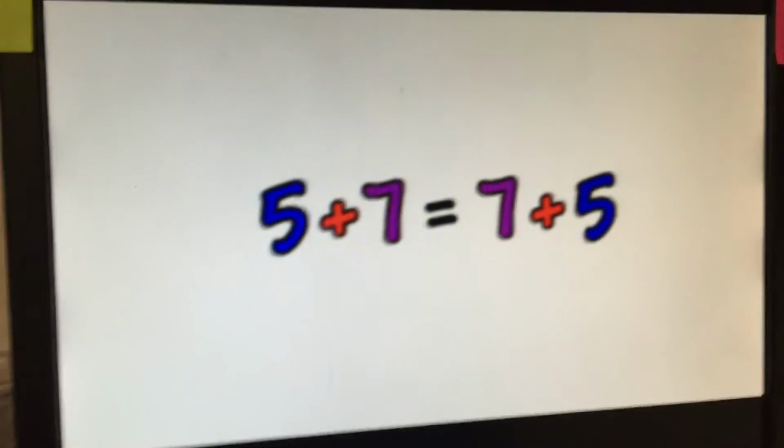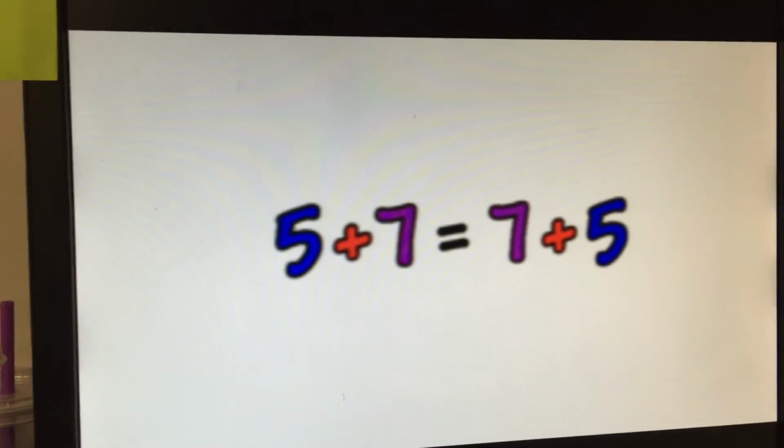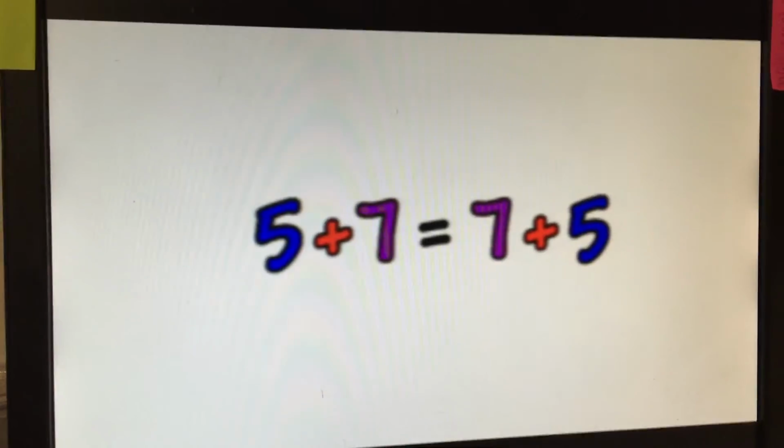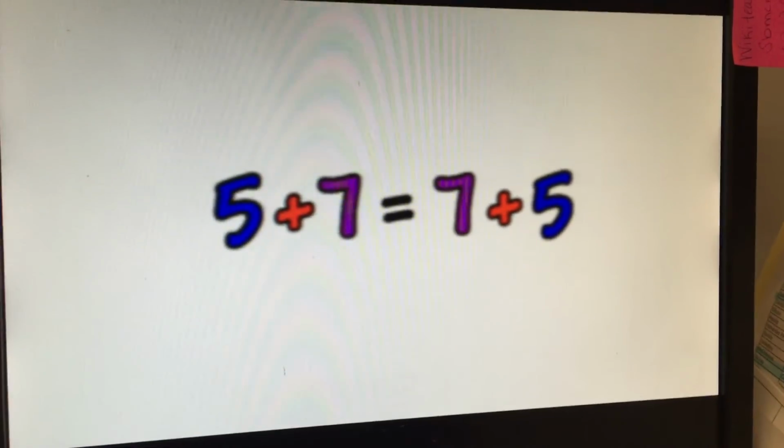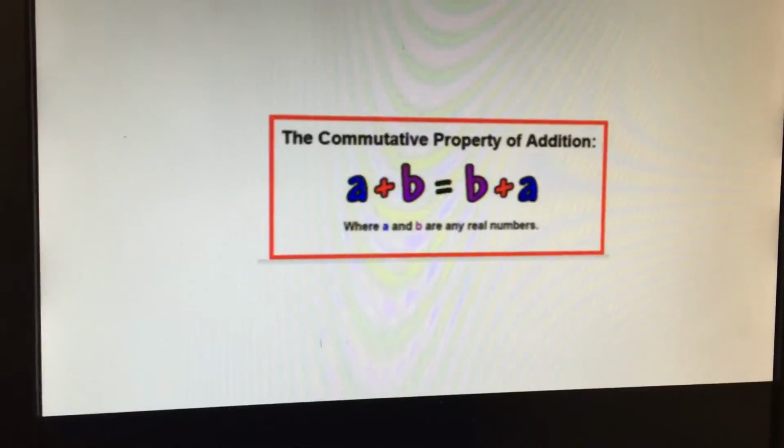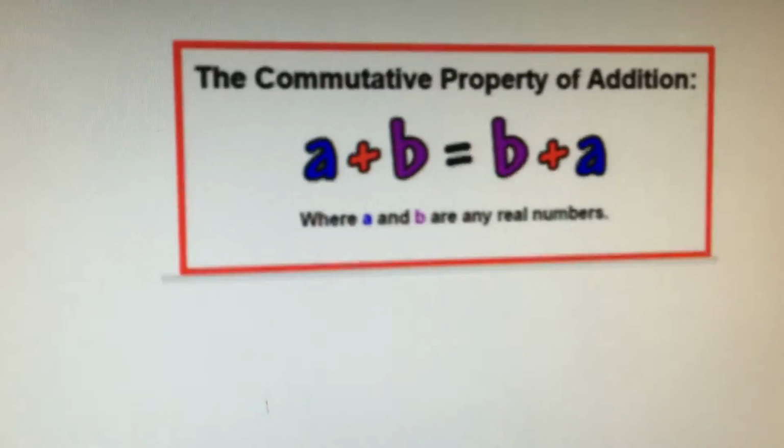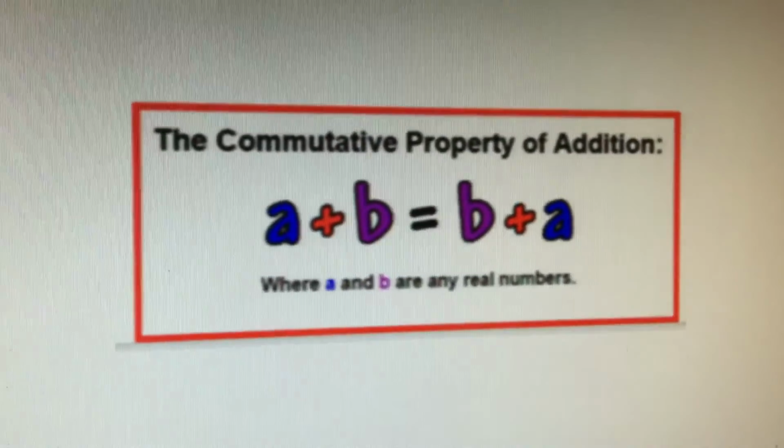When something happens like this in math, we make it a special rule and we call it a property. So I'm going to give you the property in all letters to get you ready for algebra. I told you this was going to be cool. We were learning about algebra. So what we're actually talking about has a fancy name. It's the commutative property of addition.